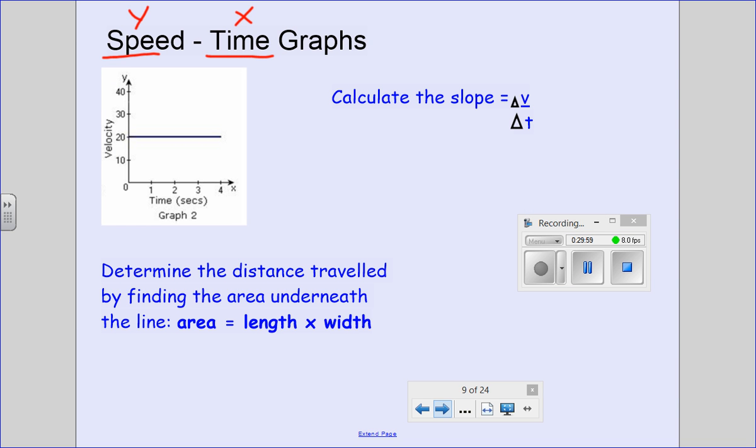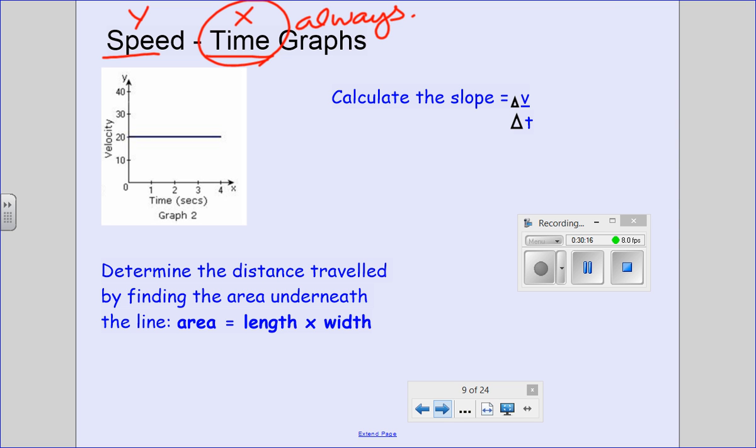On a speed time graph, speed will be on the y-axis and time will be on the x-axis. Remember that time is always on the x-axis.